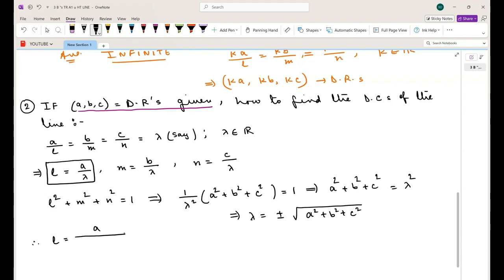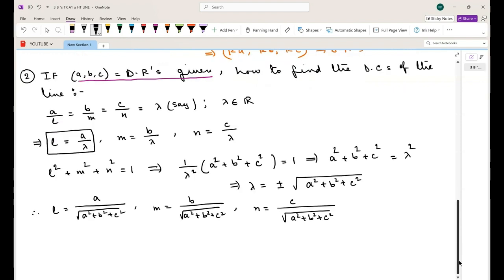Now remember, when you take the plus value, you take plus for L, M, N, all the three. When you take minus, you take minus for LMN. So one set of LMN will be taking the positive value of lambda: L is A by the positive root of A square plus B square plus C square. M will be B by the positive root of A square plus B square plus C square. And N will be C by the positive root of A square plus B square plus C square.